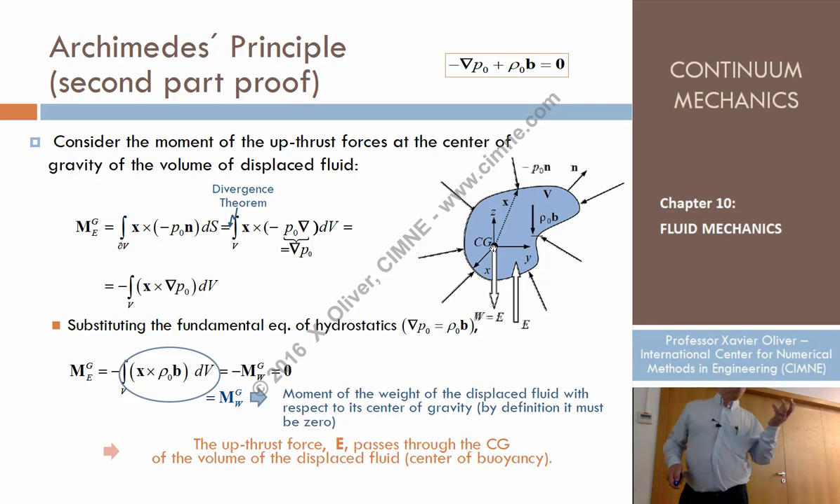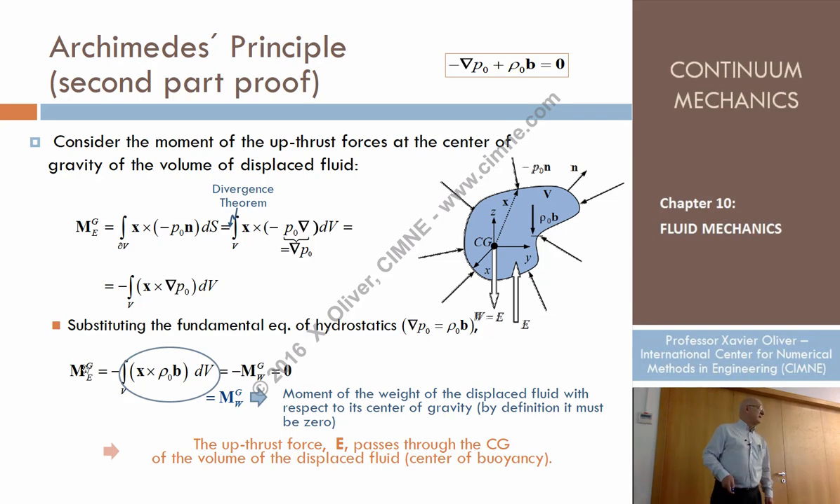So, what is the definition of the gravity center of a body? By definition, the gravity center of a body is that place where the moment of all the weight forces, the resultant of the weight forces, passes through that point. So that moment, by definition, has to be zero, because that is the gravity center of the displaced body by construction. So we can say that this is minus the moment of the gravity forces at the center of gravity, and by definition it is zero. So this is also zero.